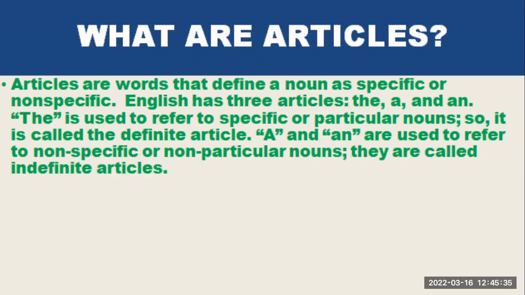Then a and an are used to refer to non-specific or non-particular nouns. They are called indefinite articles. So definite articles show you some specific things. They point to specific things already known to the speaker and the listener. But indefinite articles refer to non-specific things. All right, we are going to look at the rules for using these articles.